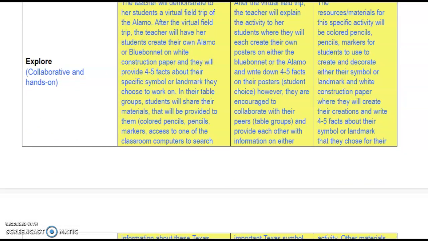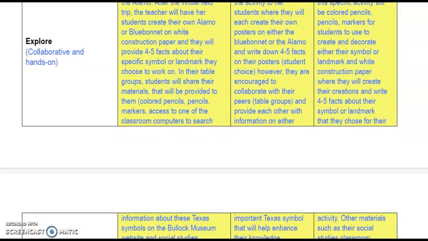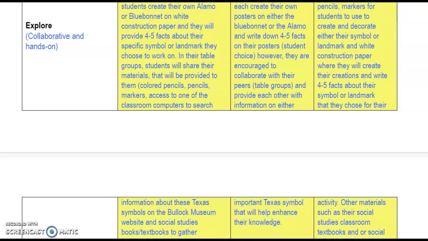And then for my explore part, I'm going to be doing the Alamo virtual field trip. And after showing the students the various places of the Alamo, they are going to create their own either the Alamo or bluebonnet on a white construction paper and provide 4 to 5 facts on either their symbol or landmark that they chose to work on.